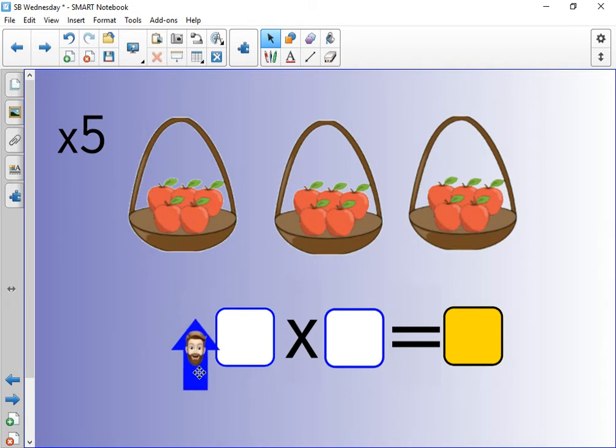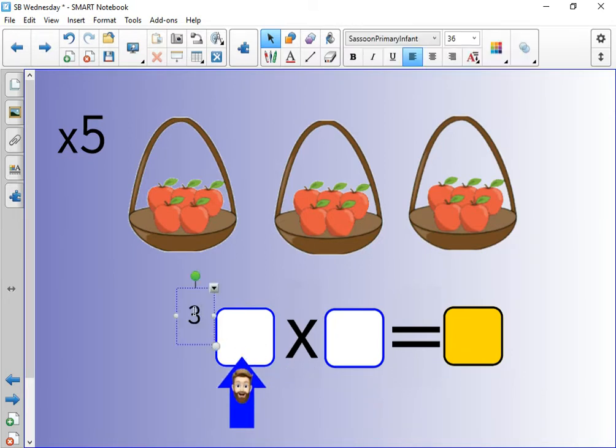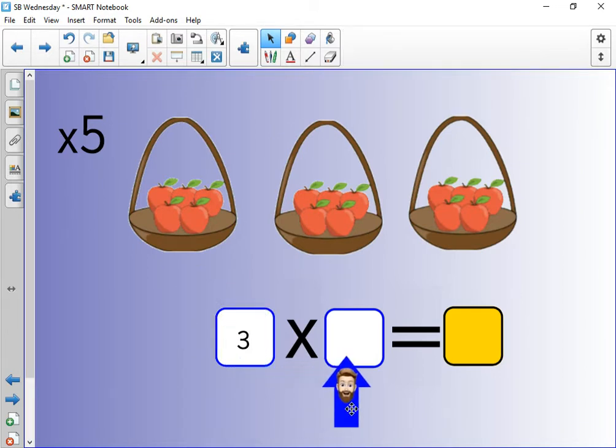So here I've got some apples, and there are 5 apples in each group, and there are 3 groups. So what's the multiplication number sentence that represents this picture? Well, how many groups have I got? I've got 3. How many in each group? There are 5. Now, how many altogether? Let's count in 5s. 5, 10, 15. So this picture is 3 lots of 5 equals 15.